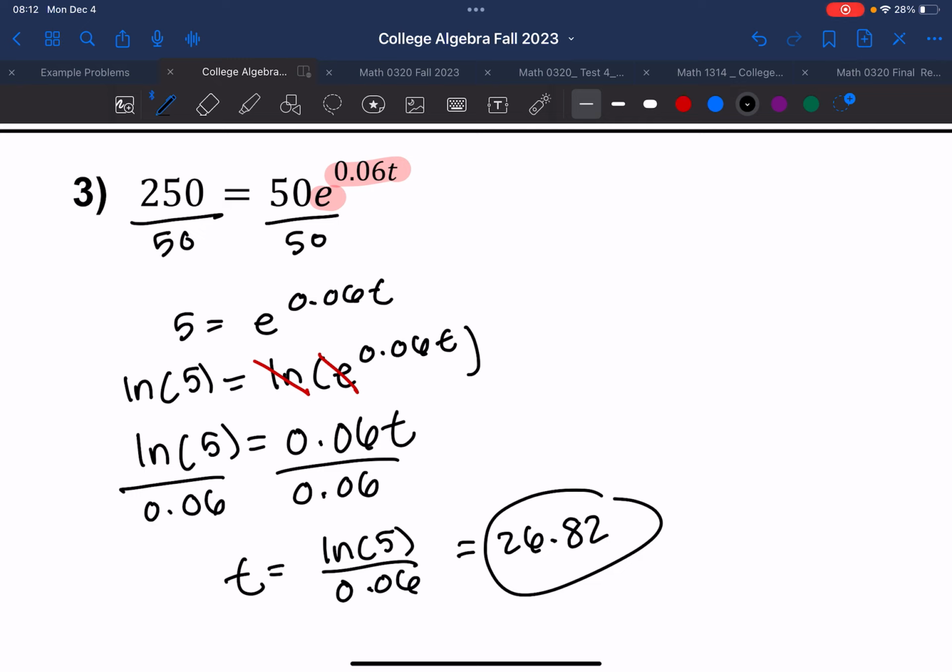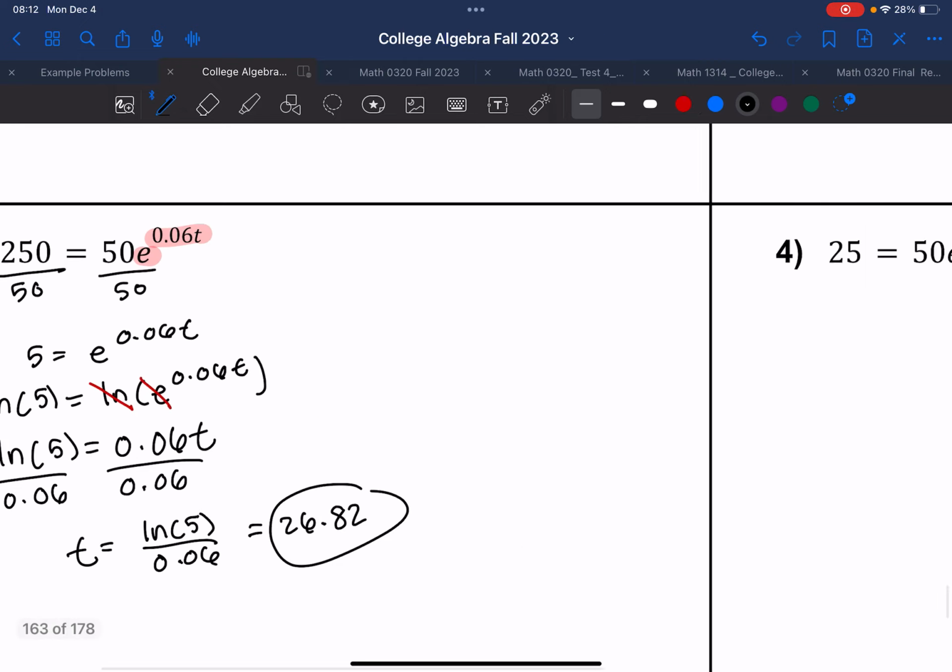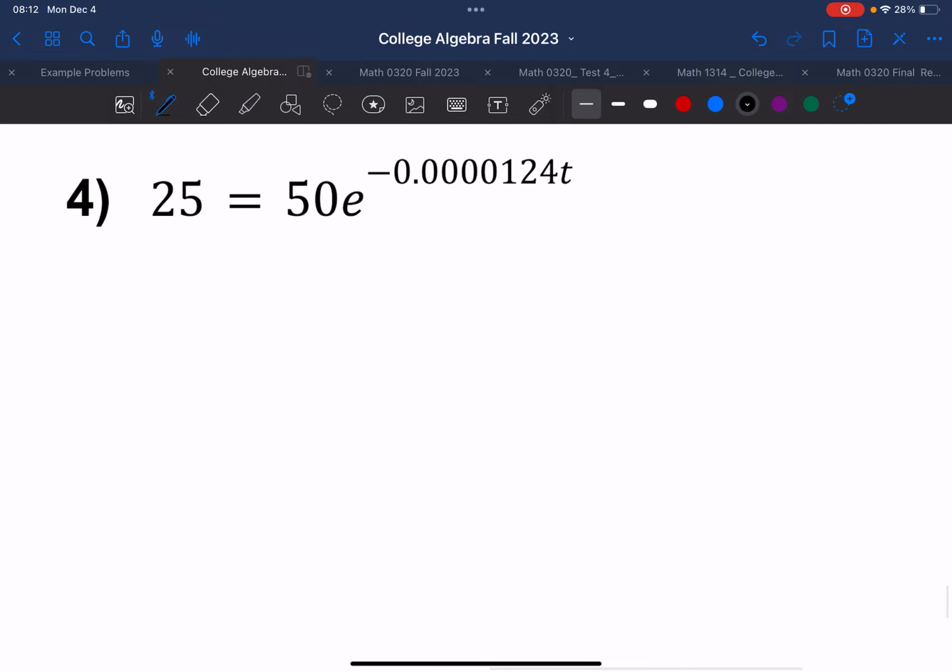So the only difference between the first 2 and number 3 is that we had to get our e by itself first before we could take the natural log of both sides. So looking at number 4, same concept. Notice how we again have a 50 in front of our e. So I'm going to divide both sides by 50.